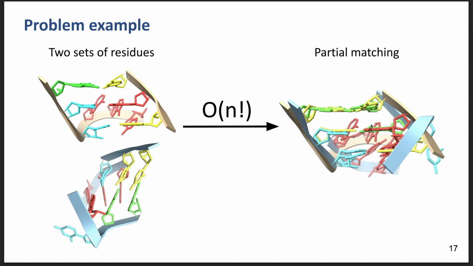In general, this superposition is a partial matching between the residues of the two fragments, and given two sets of residues, the problem of finding the partial matching is a factorial complexity problem. And of course, factorial complexity is a bad one. So we will cover in our course how we develop algorithms to overcome such complexities, but still solve the problems in an efficient way.